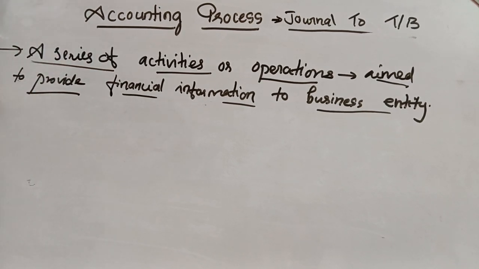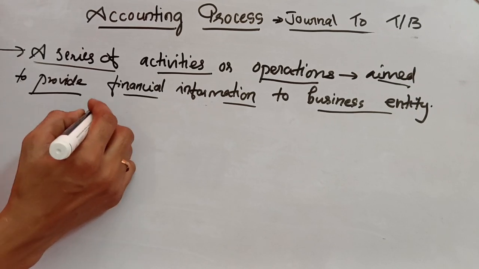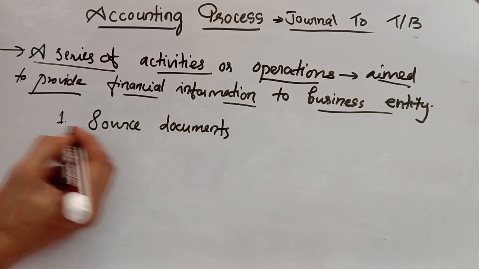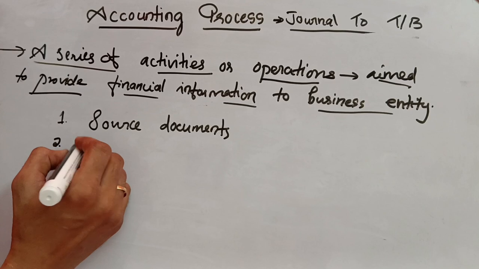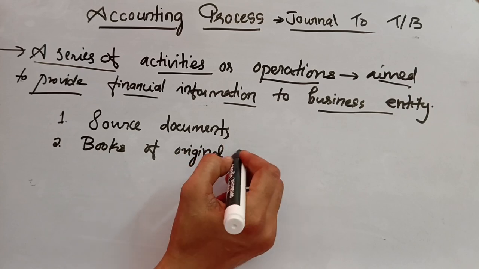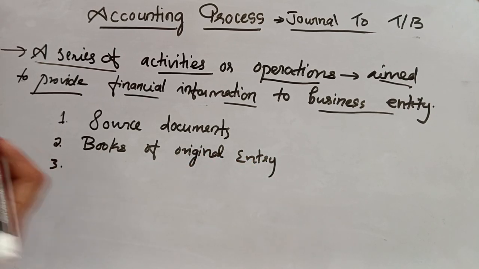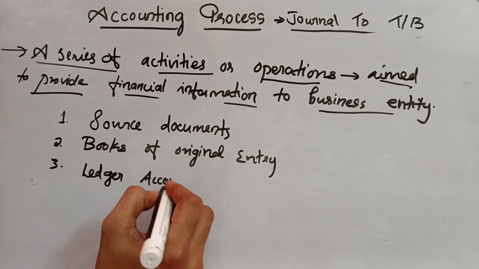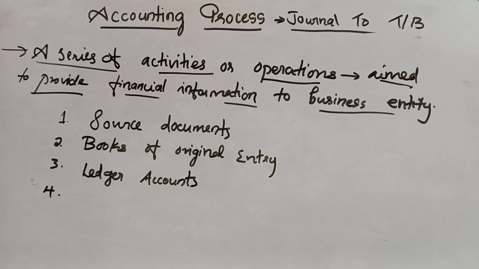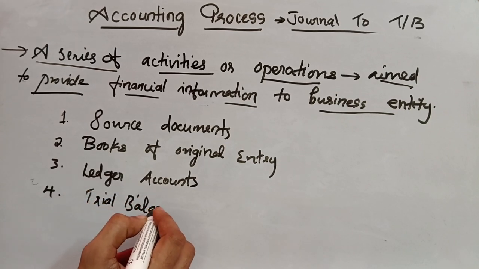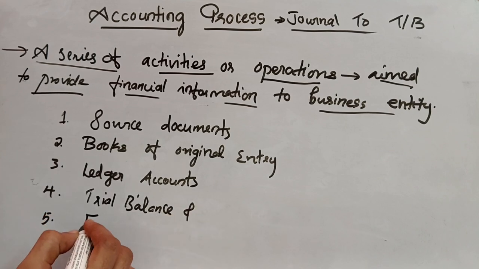So, what are the accounting processes? The various activities involved in the accounting process include: first, source documents; second, books of original entry; third, ledger accounts; fourth, trial balance; and finally, final accounts.